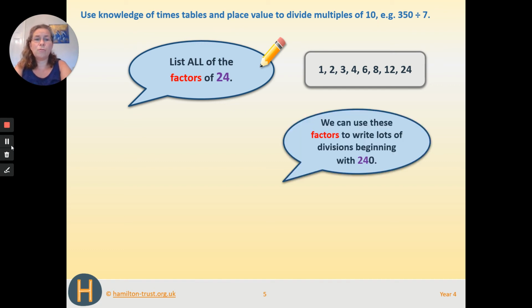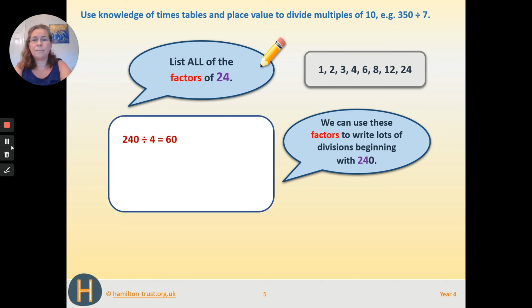We can use these factors to write lots of divisions beginning with 240. Notice the purple 24. We listed all the factors of 24, but now we're going to work with 240. It's a multiple. 24 has been multiplied by 10 to get 240. 240 divided by 4 equals 60. 240 divided by 6 equals 40. 240 divided by 8 equals 30.